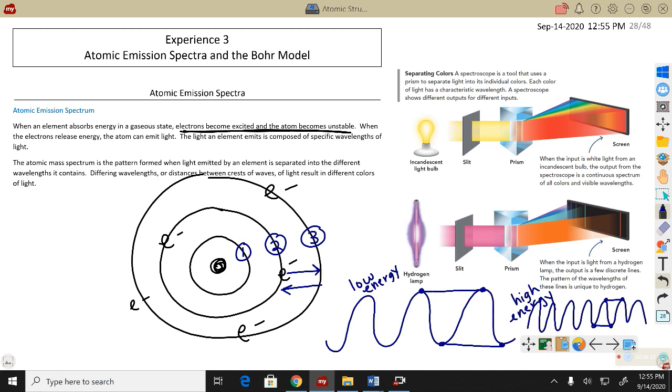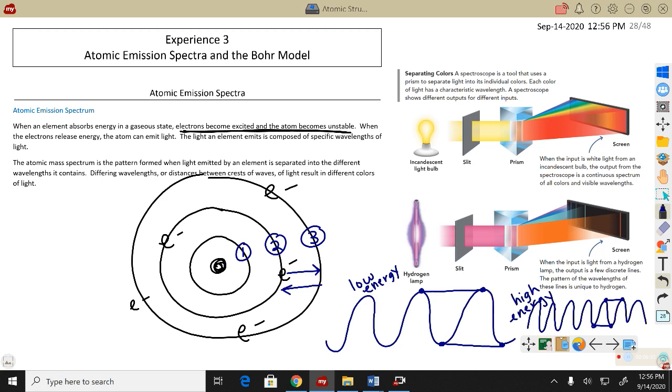If you look at white light and then you run it through a prism, white light is actually a combination of all the colors of the rainbow. So when you run the white light through a prism, you should see little rainbows, right? So it's kind of a picture of an incandescent light bulb, and they're using something called a spectroscope, which is basically kind of a prism that separates light into its individual colors.